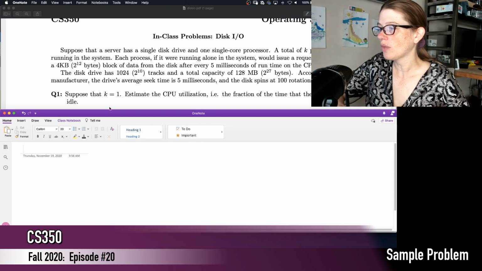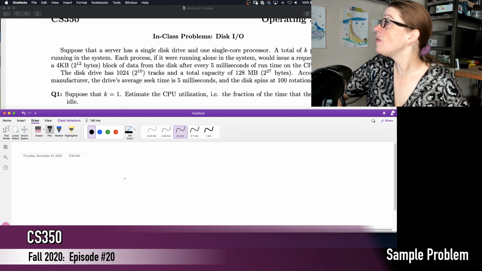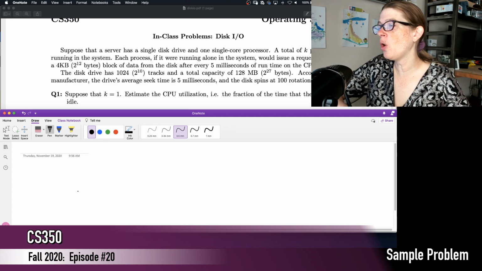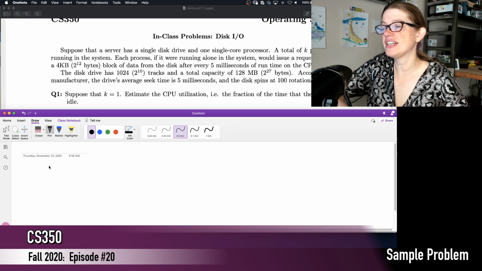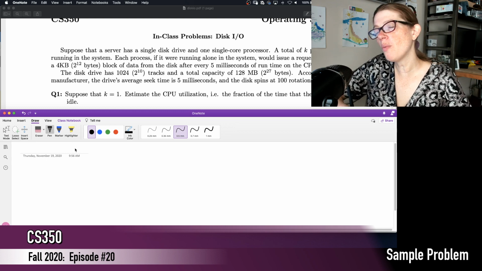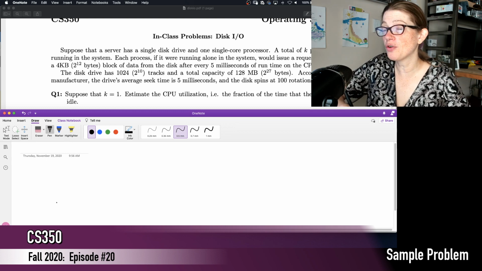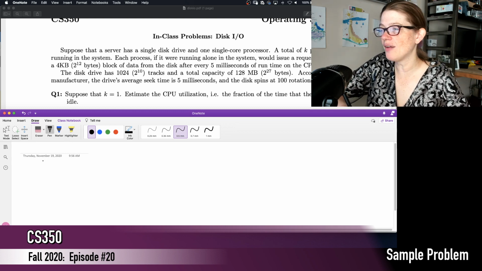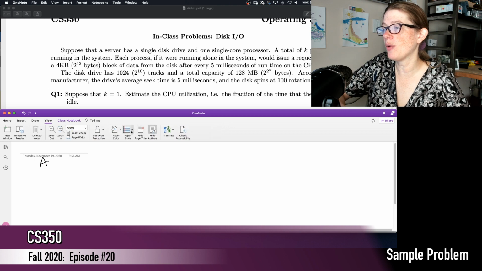So, what have we got? We first need to know the seek time. Well, we don't know what track we are on, and we don't know what track we are going to. So we're going to use the average seek time. Now, luckily, the average seek time was provided to us by the question.